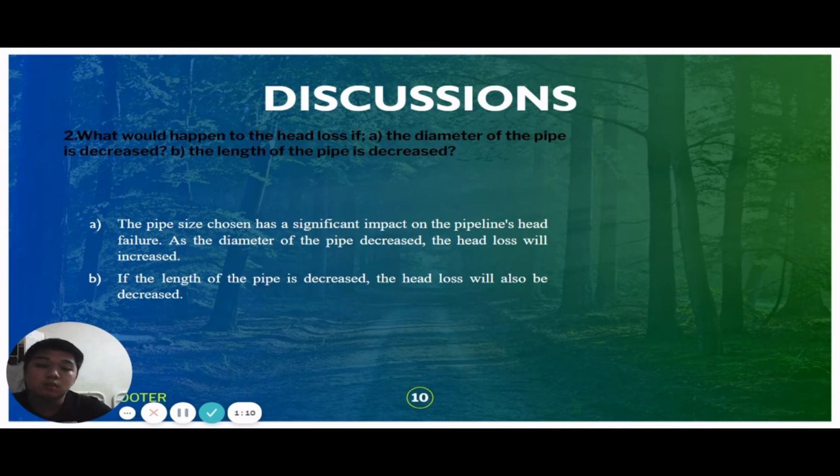So the second discussion is, what would happen to the head loss if the diameter of the pipe is decreased? If the diameter of the pipe decreases, head loss will increase. And what if the length of the pipe is decreased? If the length of a pipe is decreased, then head loss will also decrease.